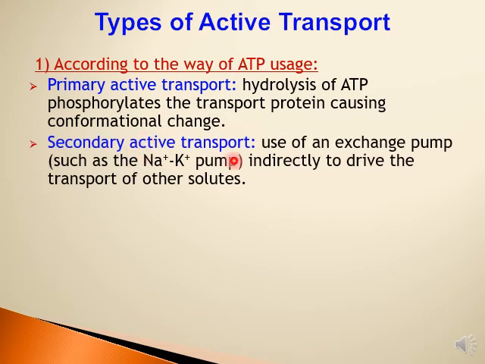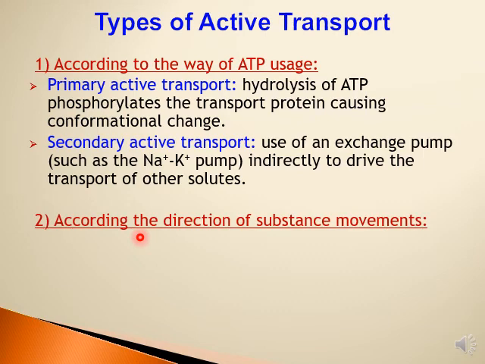The secondary active transport, it uses the exchange pump, uses the gradient that was created by the primary active transport to drive the transport of another solute. And sodium is the most important gradient that is used by many of the secondary active transport systems. And this sodium gradient is generated by the primary active transport, the sodium-potassium pump.